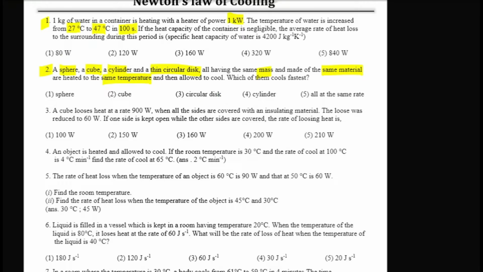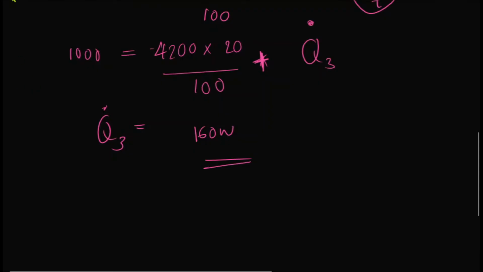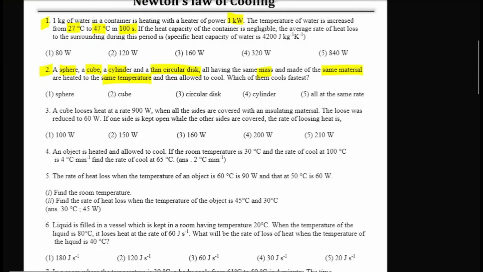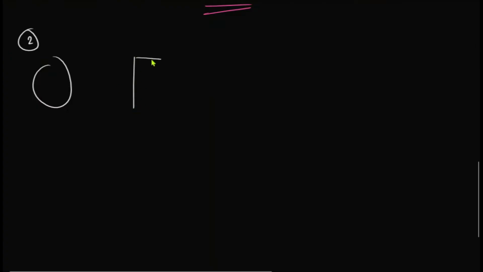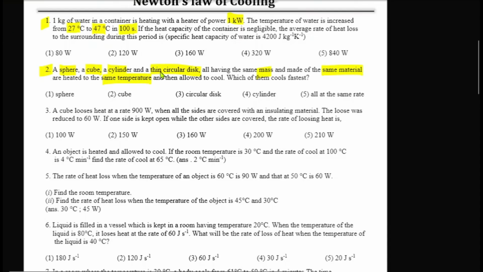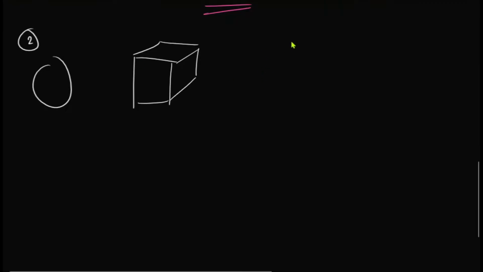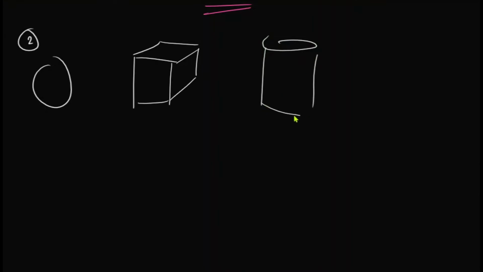All right. So here, in this second problem, first of all, there is a sphere. There is another, a cube. And then there is also a cylinder, and also a circular disc, a very thin circular disc.